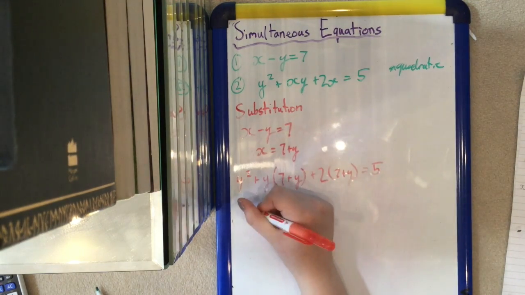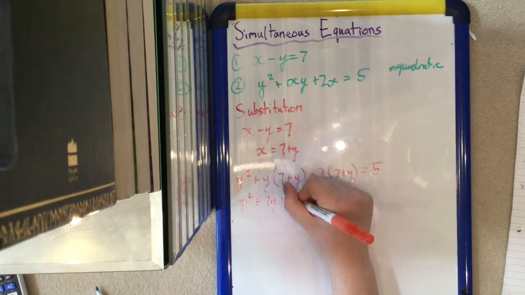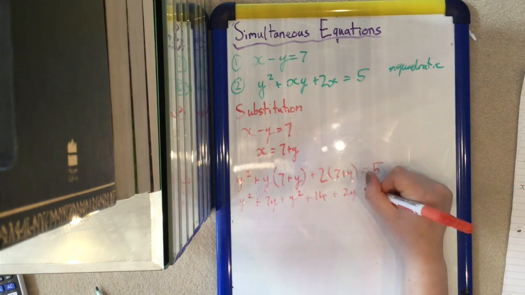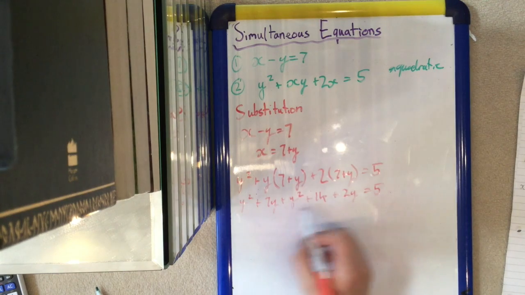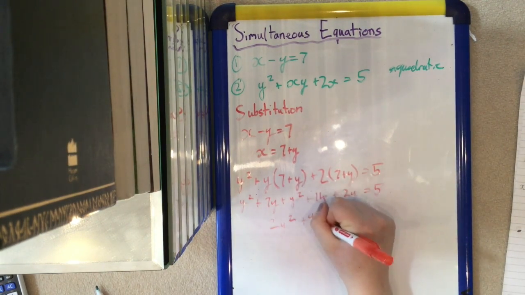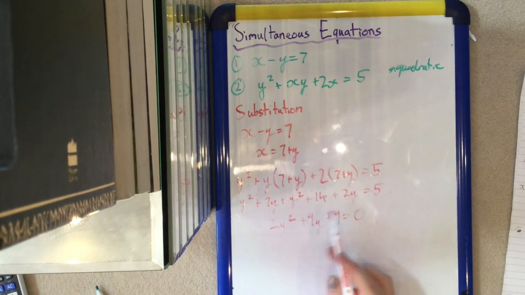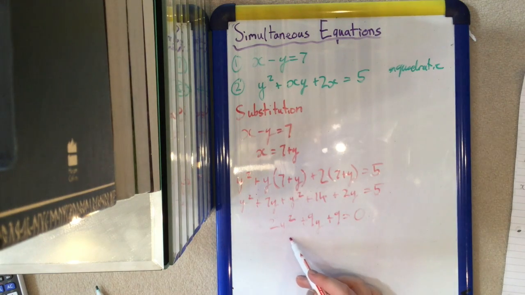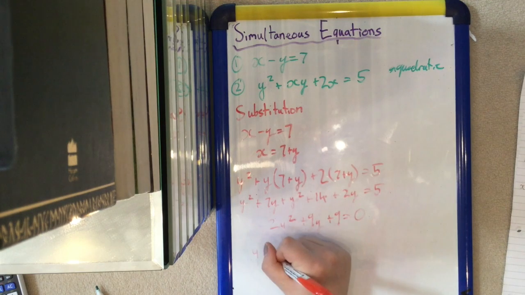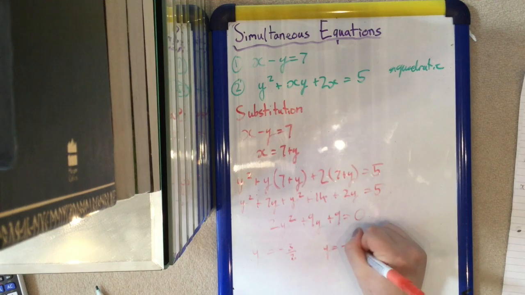Expanding these brackets, I get y squared plus 7y plus y squared plus 14 plus 2y equals 5. Combining all these terms, I get 2y squared plus 9y plus 9 equals 0. This is now a quadratic, and I'm going to use the quadratic equation here, which gets me two values of y, which is y equals minus 3 over 2 and y equals minus 3.